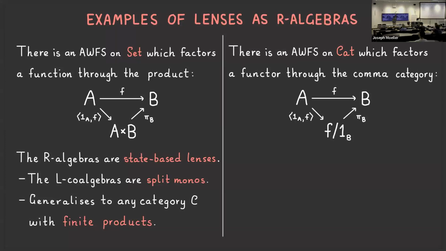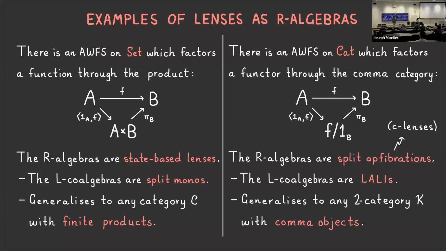There's also one on Cat, which factorises every functor through a comma category. The notation here is a bit idiosyncratic maybe, but we know that the comma category of f over the identity on B, we can factor a functor through it. And this is an algebraic weak factorisation system whose R-algebras are the split opfibrations, or this notion of C-lens. The L co-algebras are the left adjoint, left inverse functors. And this generalises to any 2-category now with comma objects.